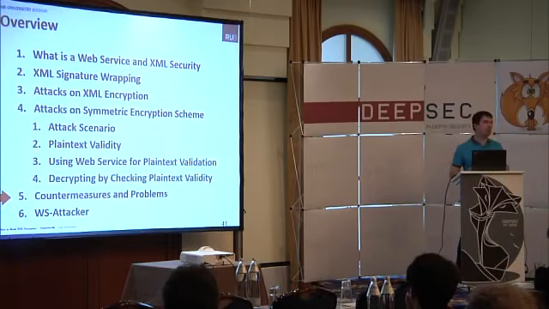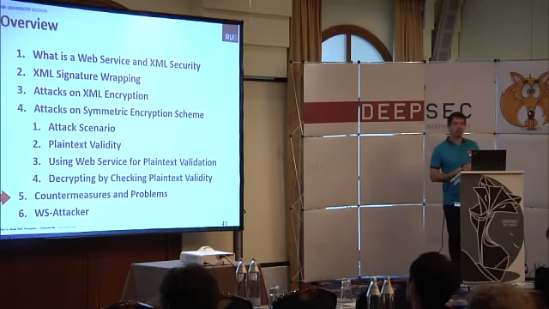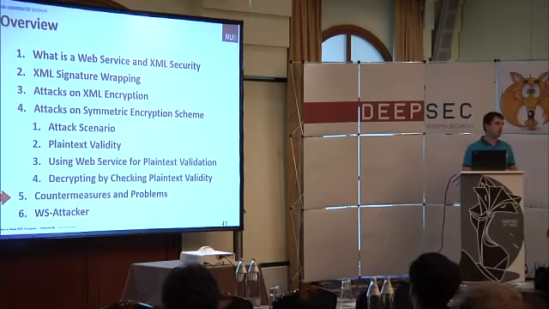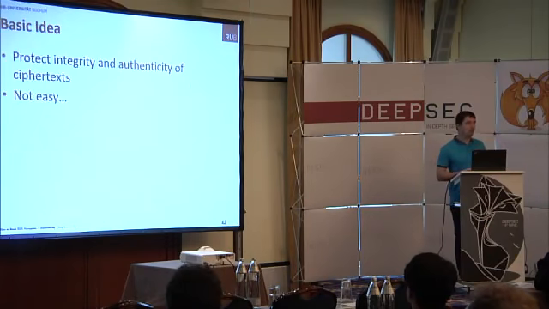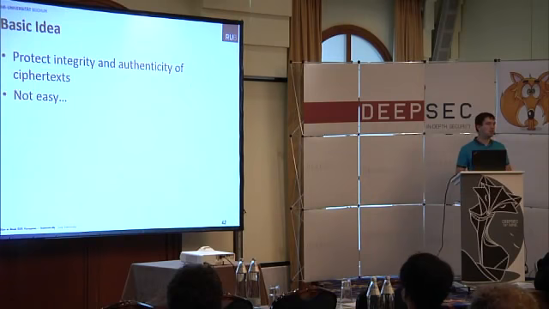So we need to apply some countermeasures. And this is what we analyzed in the recent research. So how can we apply countermeasures, and what are the problems in the current applications? The basic idea behind applying a countermeasure is to protect the integrity and authenticity of the ciphertexts. Yeah? But it's not that easy as I presented in the first slides. So what are the problems for this?